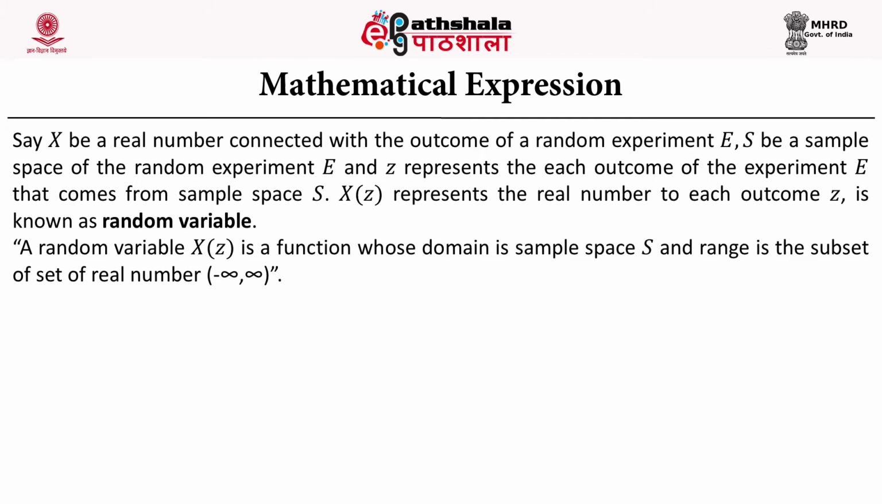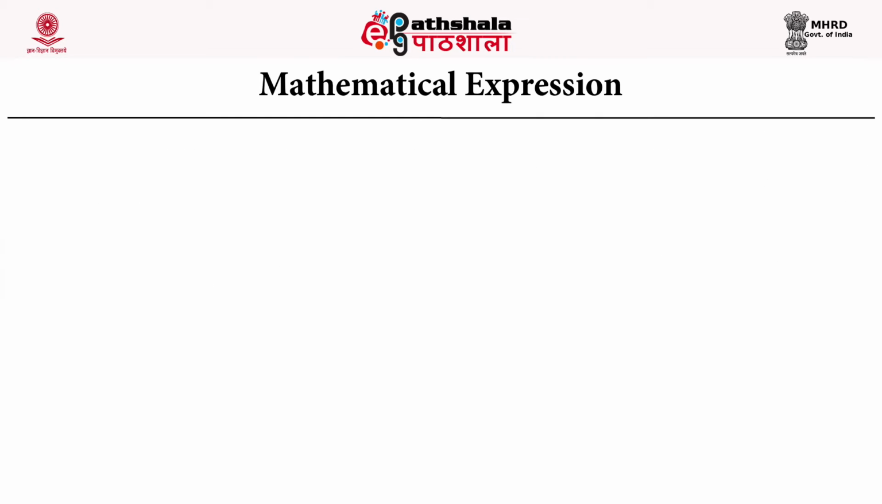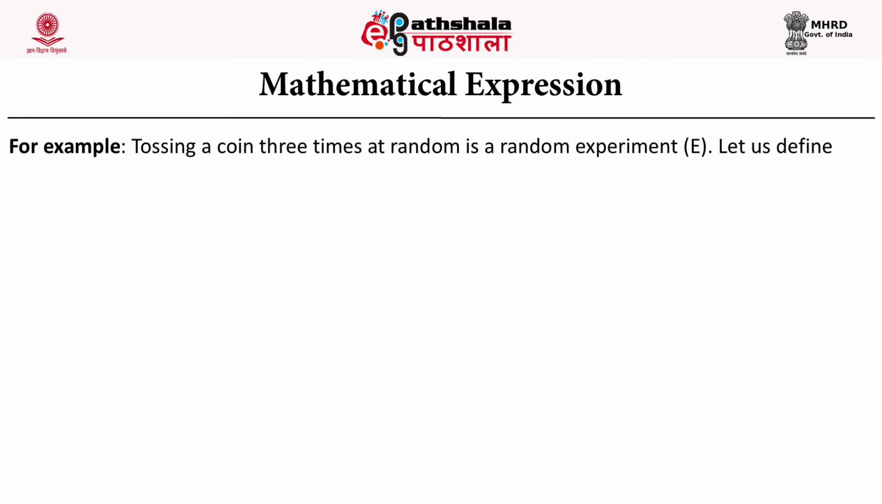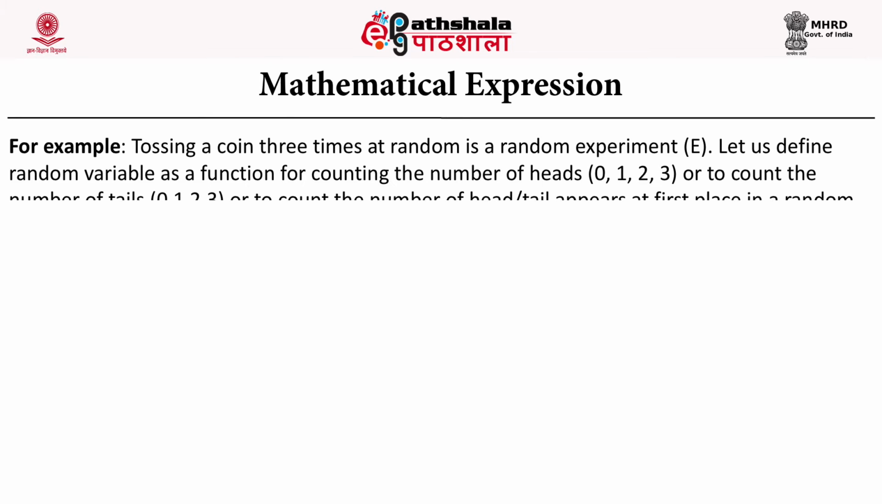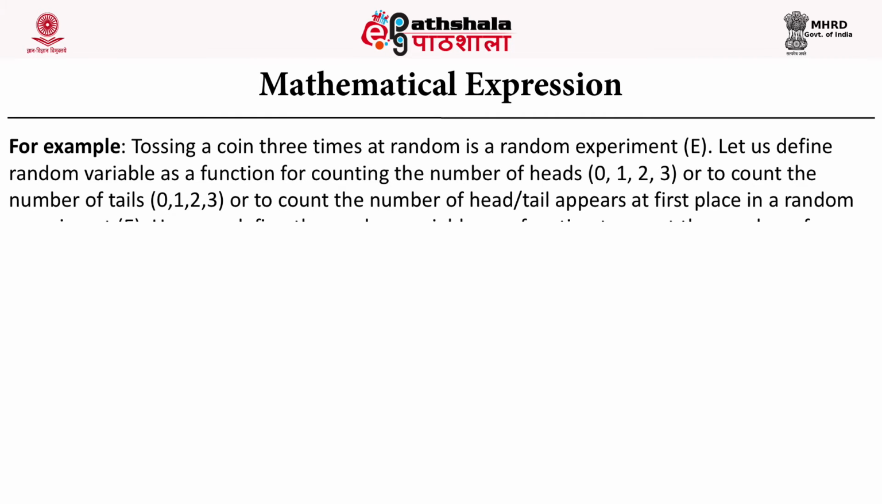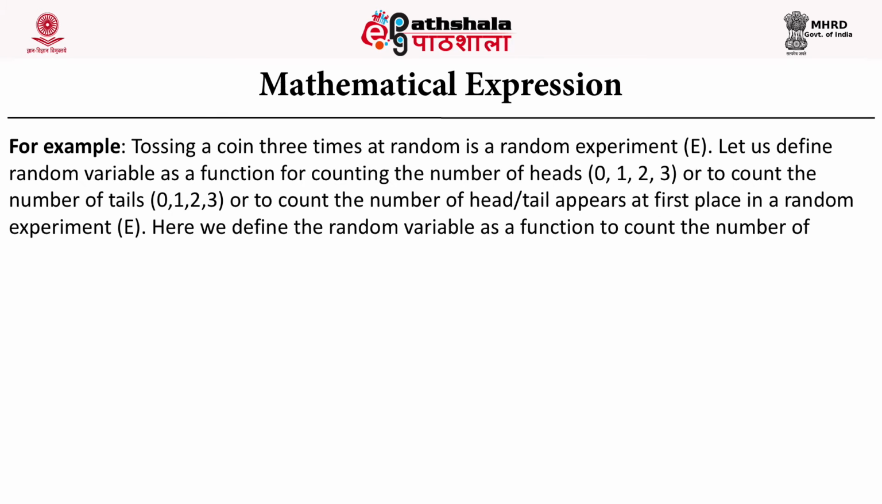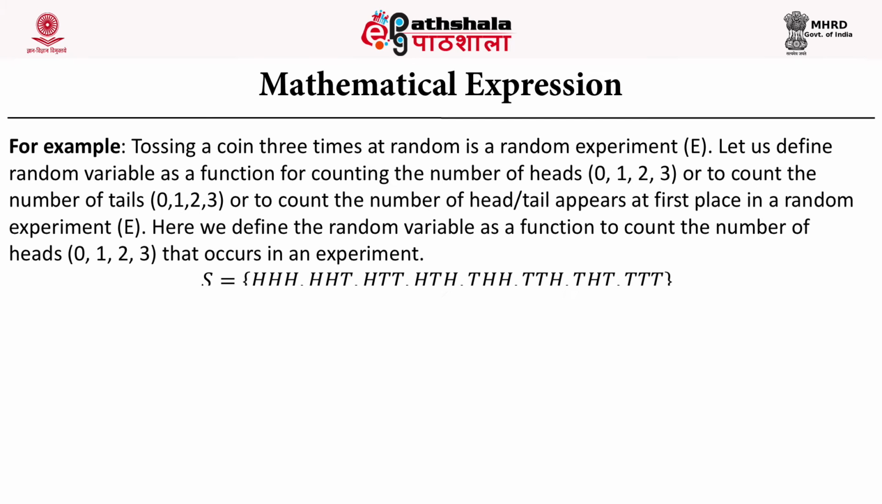A random variable X(z) is a function whose domain is a sample space capital S and range is a subset of the real numbers, that is minus infinity to infinity. For example, tossing a coin 3 times at random is a random experiment capital E. Let us define a random variable as a function for counting the number of heads, that is 0, 1, 2, 3, or to count the number of tails 0, 1, 2, 3, or to count whether head or tail appears at first place in a random experiment capital E.